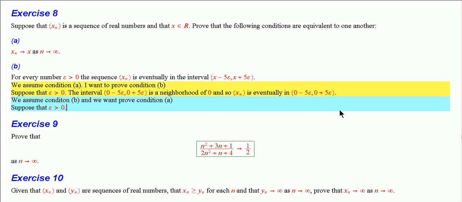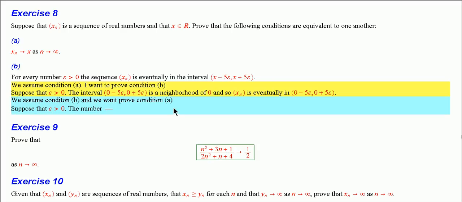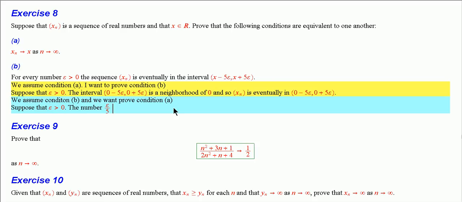Here's my problem. Condition 2 is going to tell me that eventually the sequence is there. It's not quite sharp enough. I need the sequence to come closer than that. Do you understand? So I'm going to do something clever. I'm going to say that the number epsilon over 5 is also positive. Okay? This number is also positive, is it not?